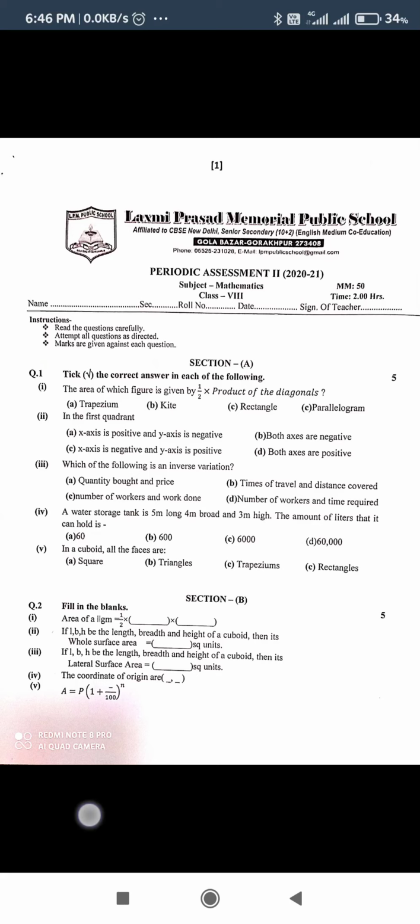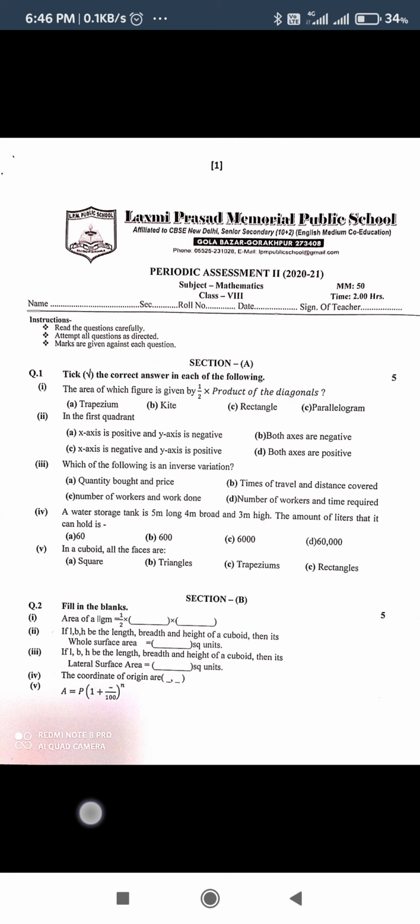Hello student, in this video I am going to explain your math question paper of periodic assessment second, which is maximum 50 marks divided into 5 sections, that is section A, B, C, D and E.